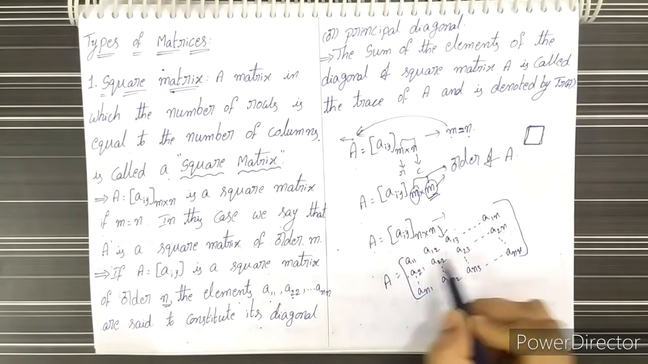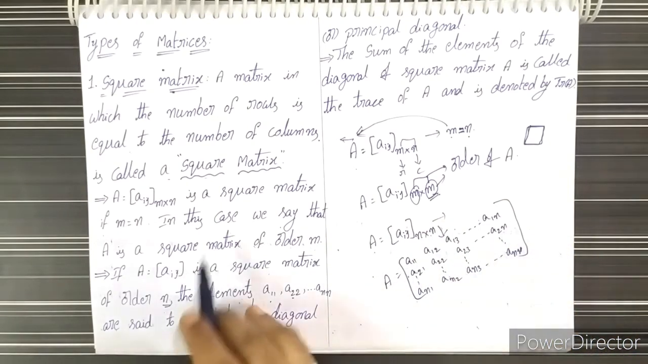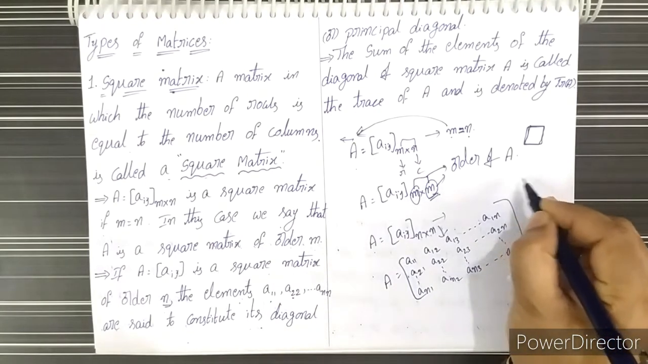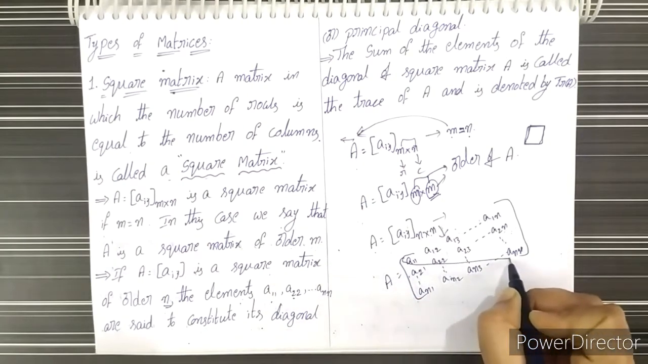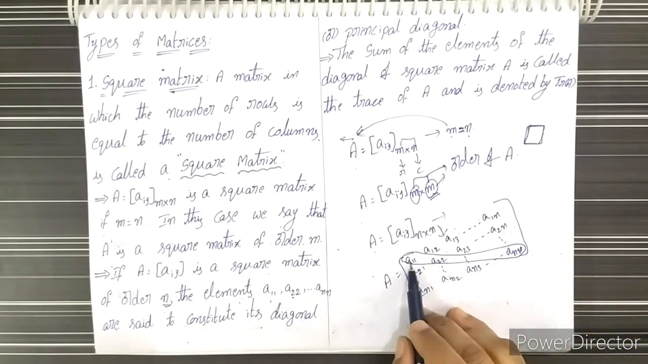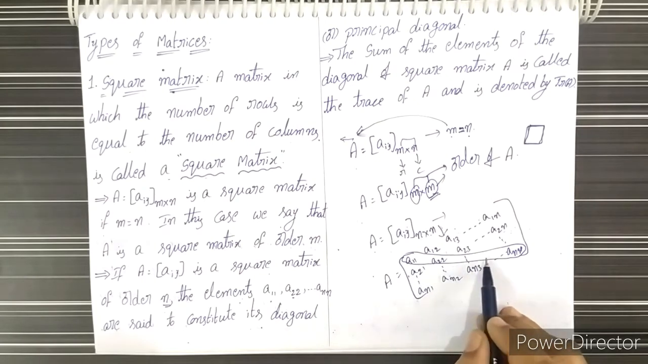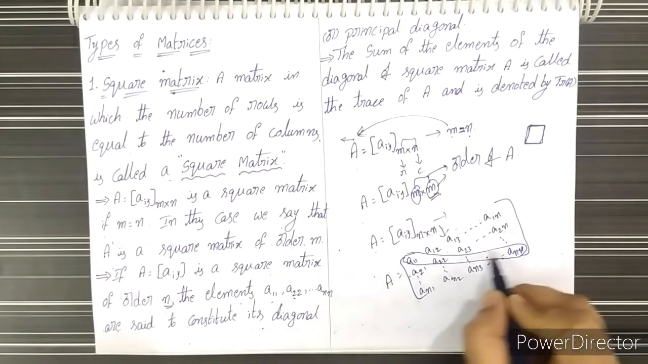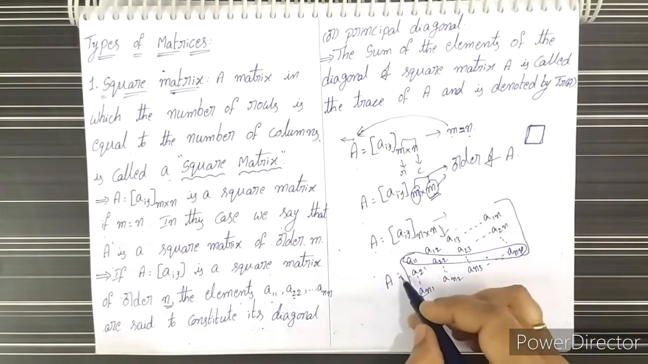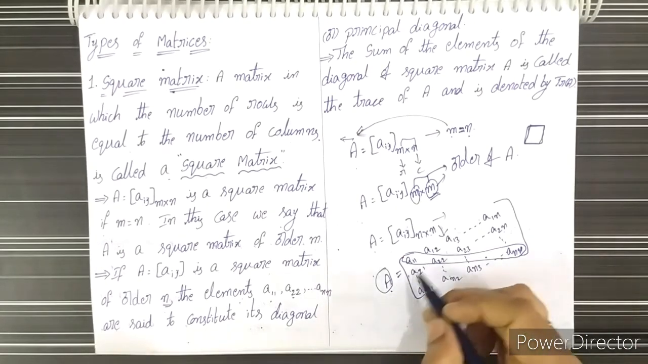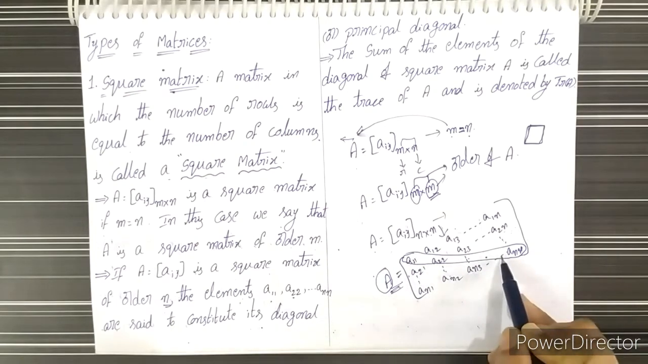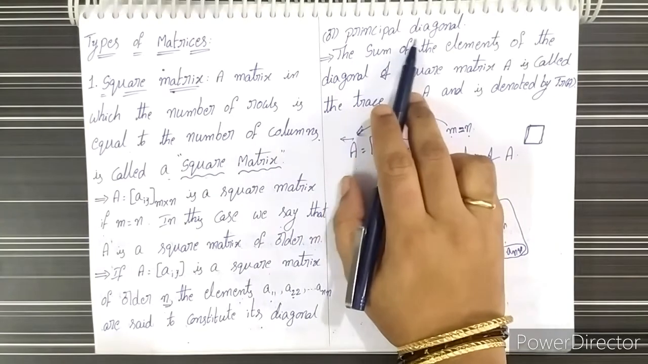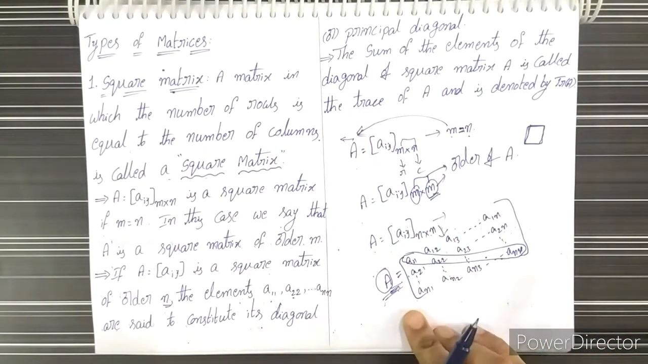This is a square matrix. Square matrix means the number of rows and the number of columns are equal. Then a11, a22, a33, a44, a55 and so on, ann are called the diagonal of a matrix A or the principal diagonal of a matrix A. These elements are called the diagonal elements or principal diagonal elements of a matrix A.